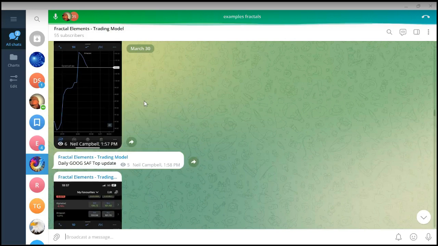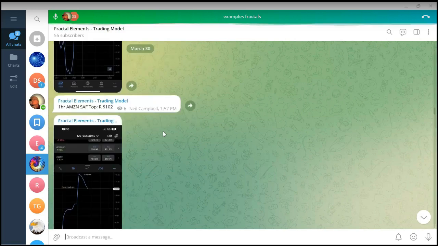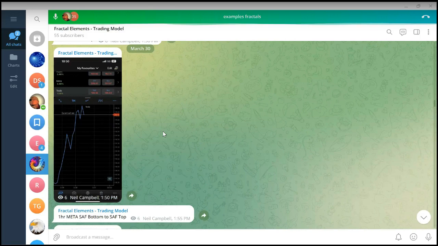I hope I'm not confusing you. Is that the, oh, that is Google. Let's take that back. That is Google. And that's Telsa. Well, Telsa and Google are the same, okay? This is Telsa.